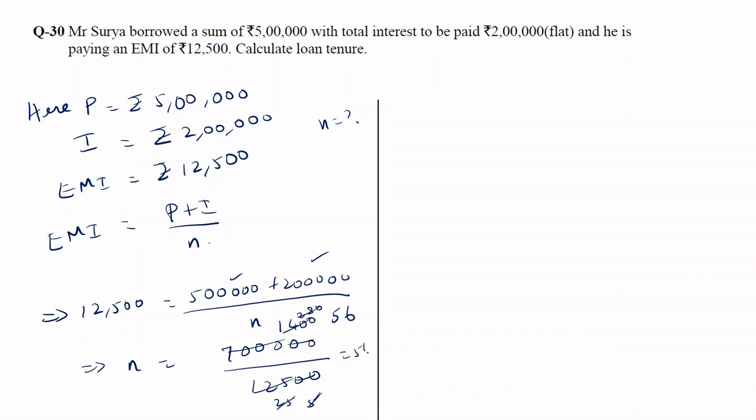So N is 56. Therefore, loan tenure equal to 56 months. Here writing the formula and writing what is given, all these carries 1.5 marks. Then substituting the values and finding the final answer carries 1.5 marks. A total of 3 marks for this question.